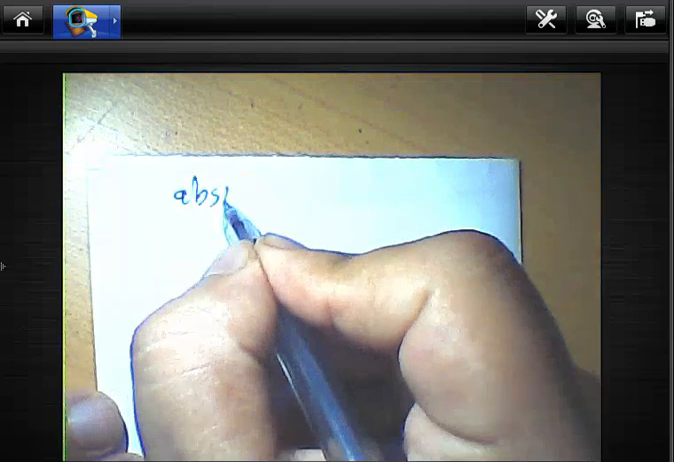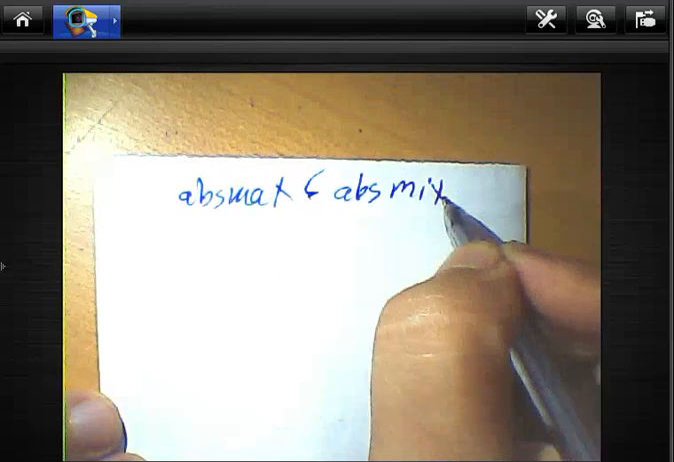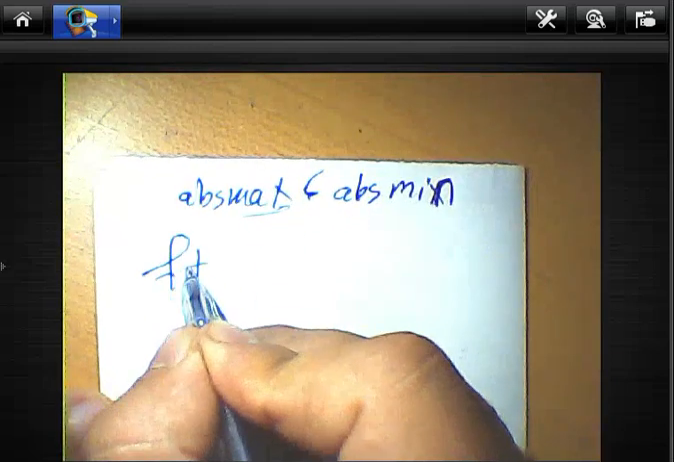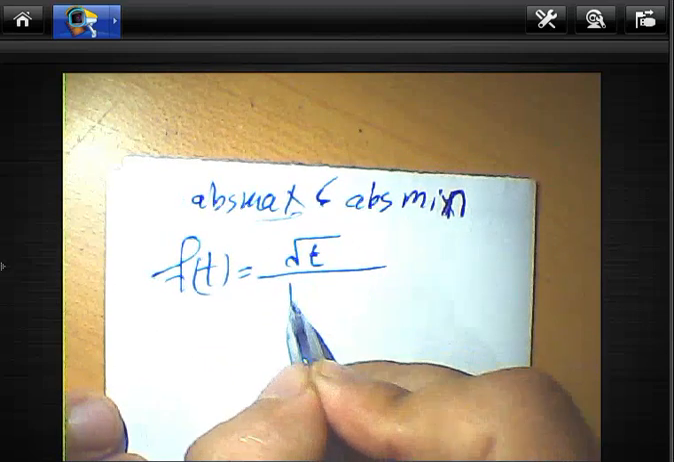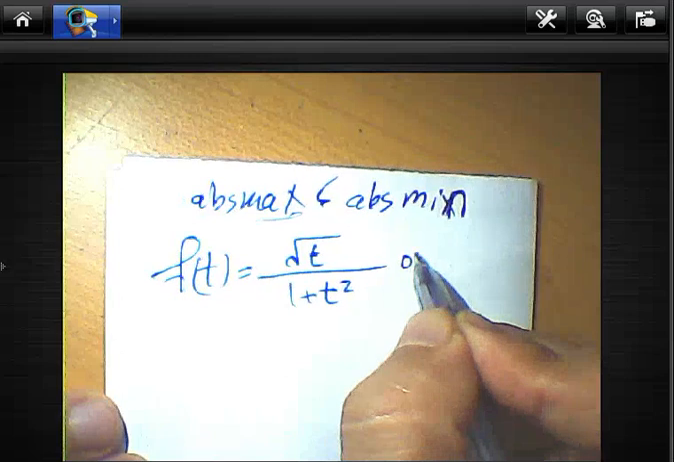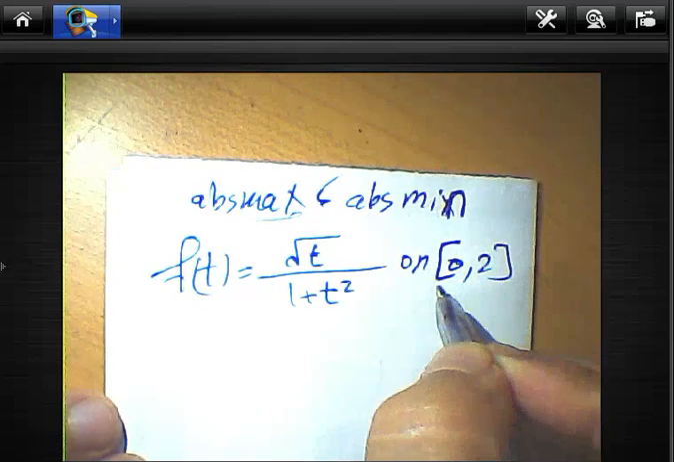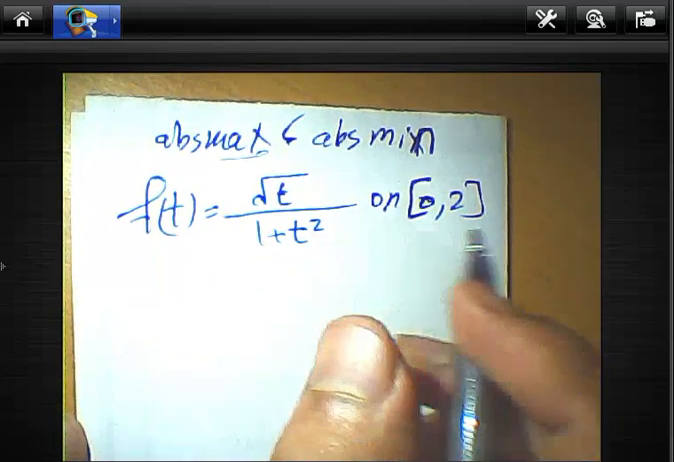We can find the absolute max and absolute min for this example. f of t equals square root of t over 1 plus t power 2, on the interval 0 to 2. Who can solve it? First, we can find the derivative of the function and set it equal to 0 to find the critical number.